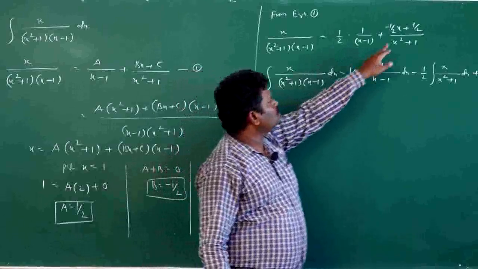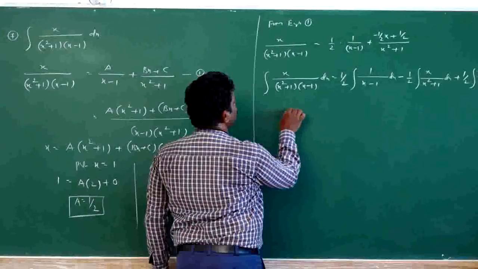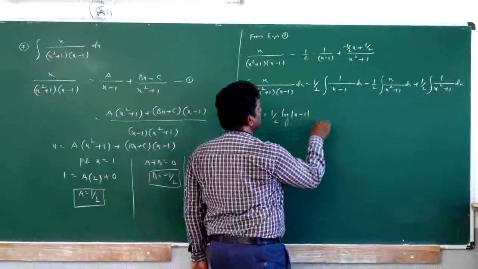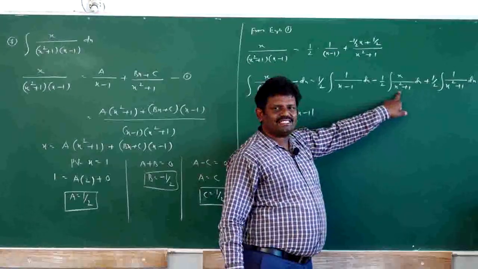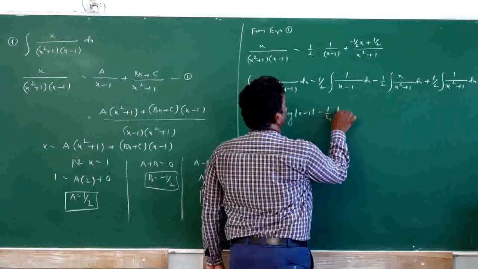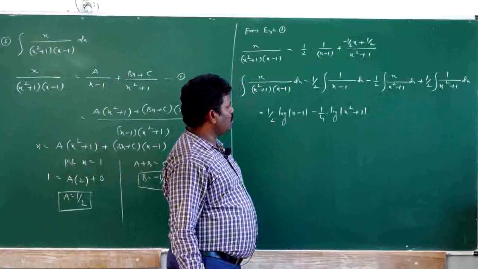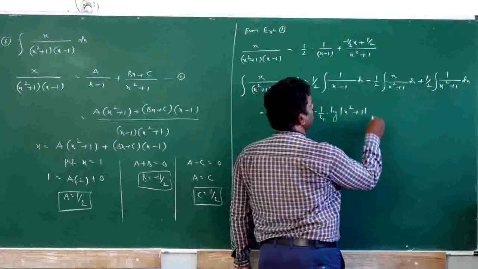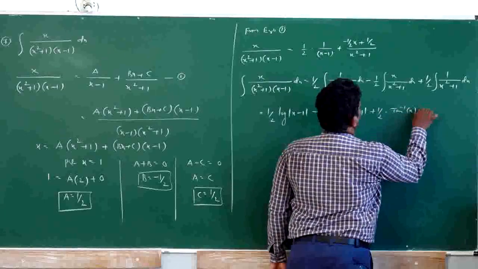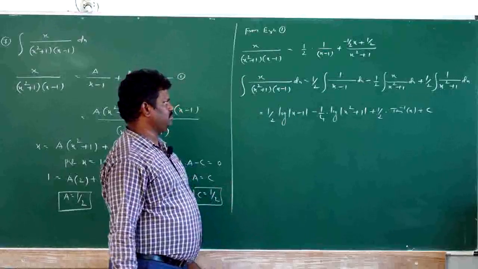Here there are two terms, minus 1 by 2 and plus 1 by 2, when we split the integral. That is equal to 1 by 2 log of mod x minus 1, minus, here the derivative of x square plus 1 is 2x plus 0, only the 2 is there, so we multiply and divide by 2, giving minus 1 by 4 log of x square plus 1, plus 1 by 2 tan inverse of x, from the form x square plus a square. Now this is the solution for the given problem.